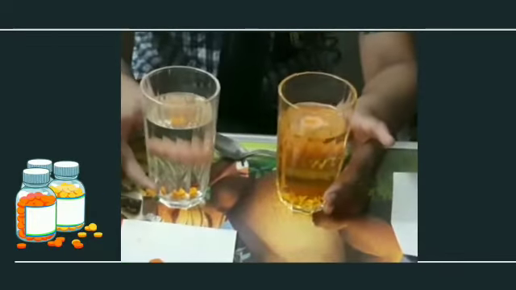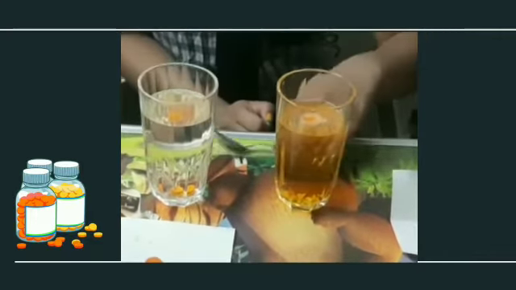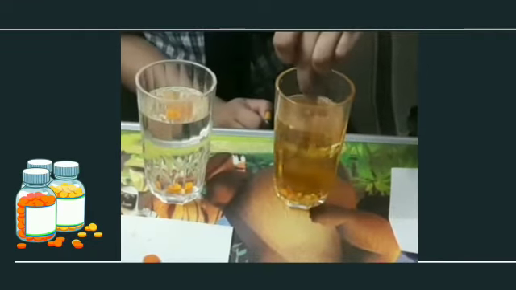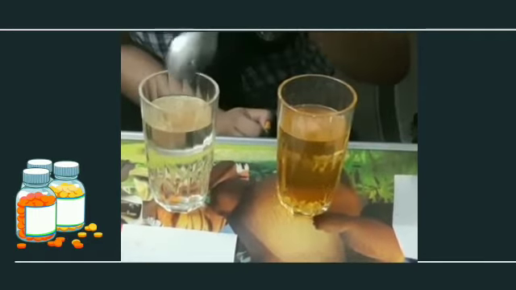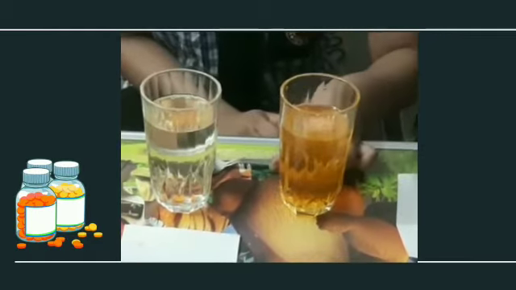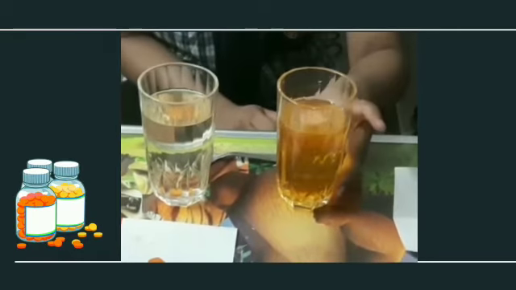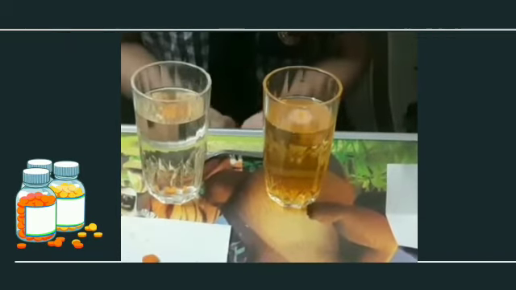Now, as you can see, the crushed form dissolves easily in the water and the whole form takes very long time to dissolve into the water. This states that surface area has a great effect on the rate of reaction.